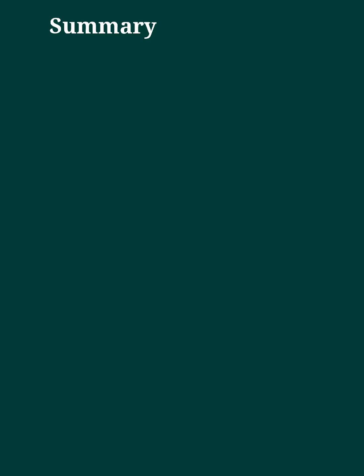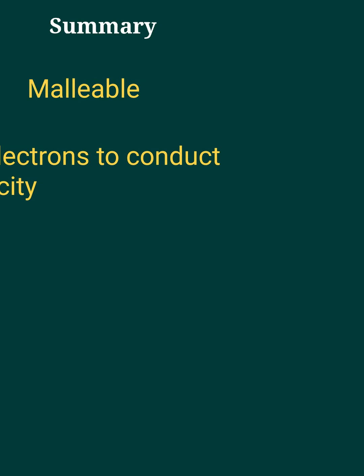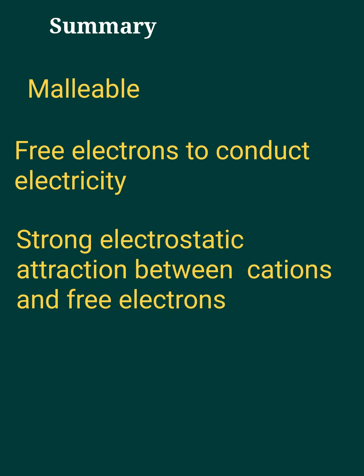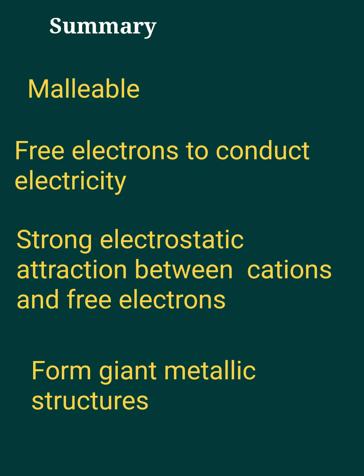Just to summarize everything, the first thing we looked at was this word malleable, which means that metals can be bent or hammered into shape. The second thing we looked at was how metals can conduct electricity because they have free electrons. The third thing we looked at was the strong electrostatic attraction between the positive metal cations and the negative free electrons, and how this explains why metals have high melting and high boiling points. Finally, we looked at how metals form giant metallic structures, which once again contributes to the high melting and high boiling points of metals. That is pretty much the end of the video.